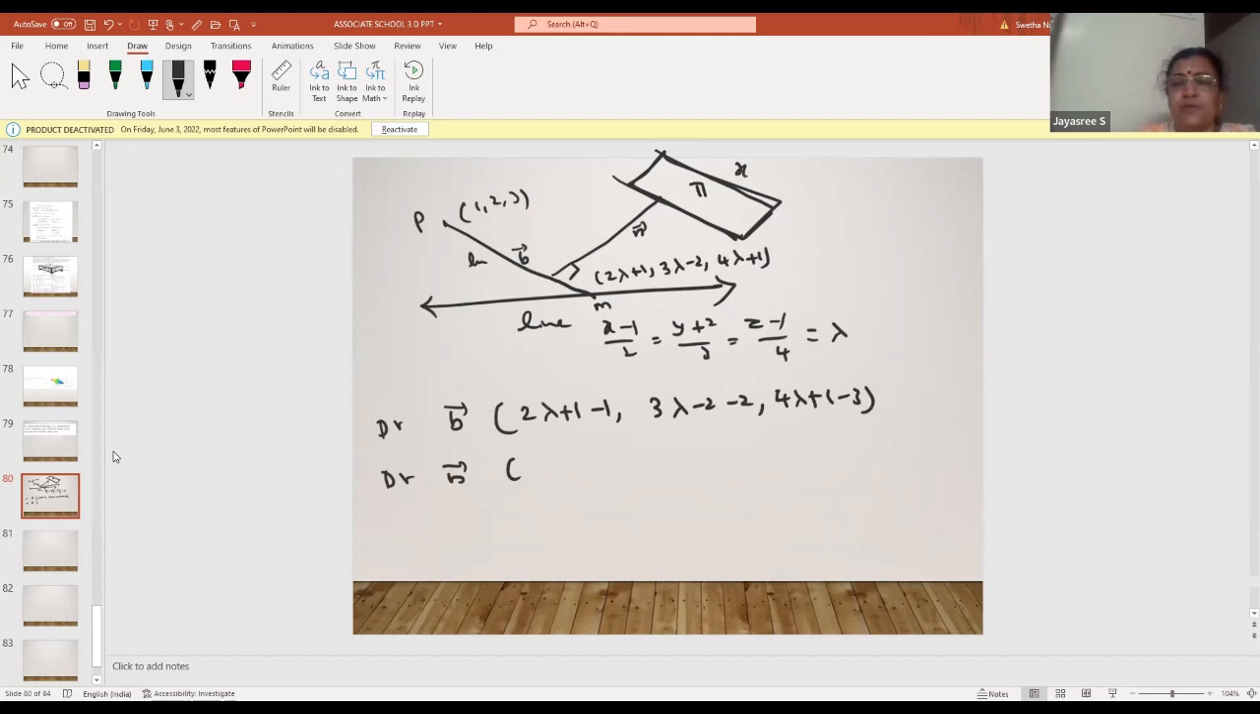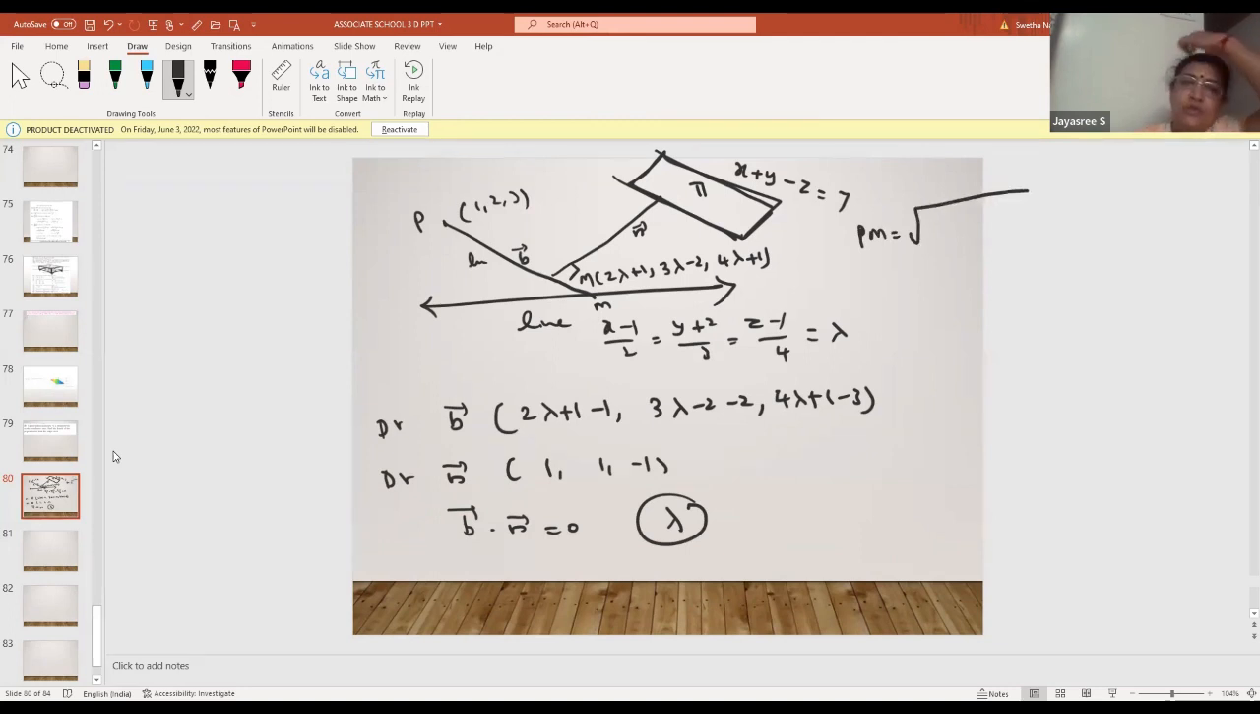Here the plane equation, suppose if it is given x plus y minus z is equal to 7, direction ratio 1, 1, minus 1. So B vector dot N vector is 0, gives you lambda. Lambda substitute in point M, you get it, and then distance PM using root of x2 minus x1. So these are the two concepts, foot of perpendicular, measure parallel to the line, measure parallel to the plane is the next concept we are having.